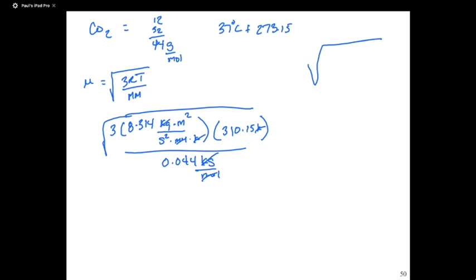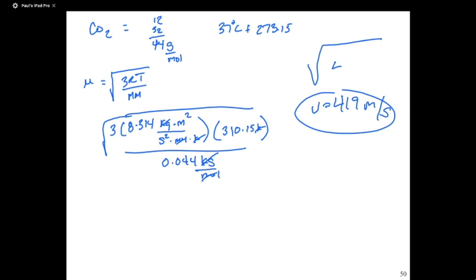Anybody? 419. Oh, 419, that's after the square root, correct? Okay. All right. So 419 meters per second. That's after the complete square root. Okay, that's u.